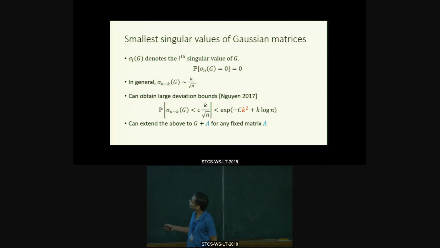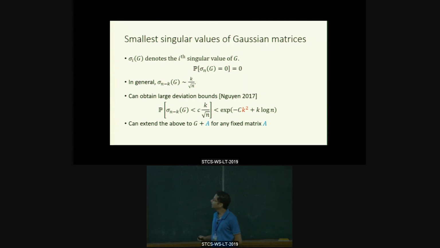If sigma i of G denotes the ith singular value of G, it is easy to show that the smallest singular value of G, sigma n of G, the probability that it's equal to 0 is equal to 0. With probability 1, a random Gaussian matrix is invertible. We can in fact say much more. In general, the n minus kth singular value of G is of the order of k over square root n.